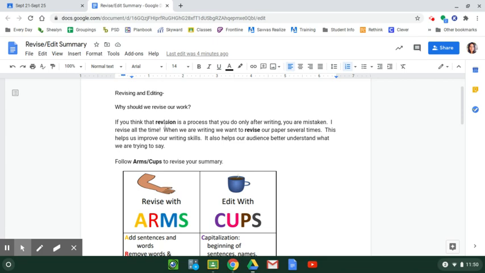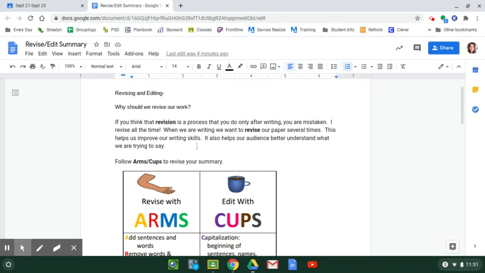But when we are writing, we want to revise our paper several times. When we do that, it helps us improve our writing skills. It also helps our audience better understand what we are trying to say. So if we fix our writing and we go back into it and edit and revise, it's going to help our audience understand what we're trying to say in a better way.